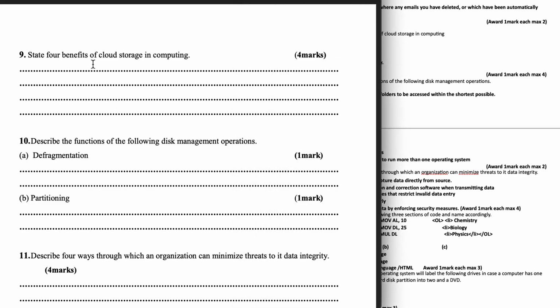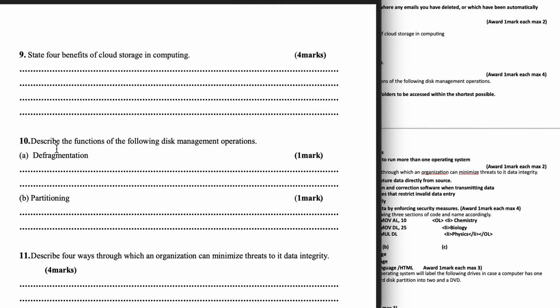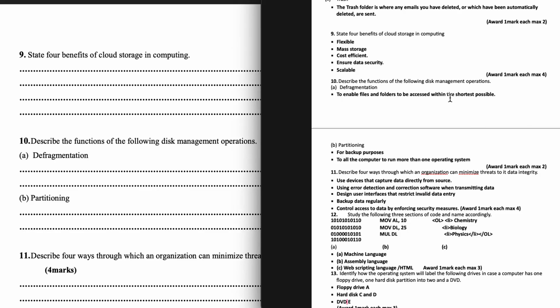Question 9. State 4 benefits of cloud storage in computing. Flexible, mass storage, cost efficient, ensures data security, scalable. Question 10. Describe the functions of the following disk management operations. Defragmentation. This is to enable files and folders to be accessed within the shortest possible time. Partitioning is for backup purposes, and to enable the computer to run more than one operating system.